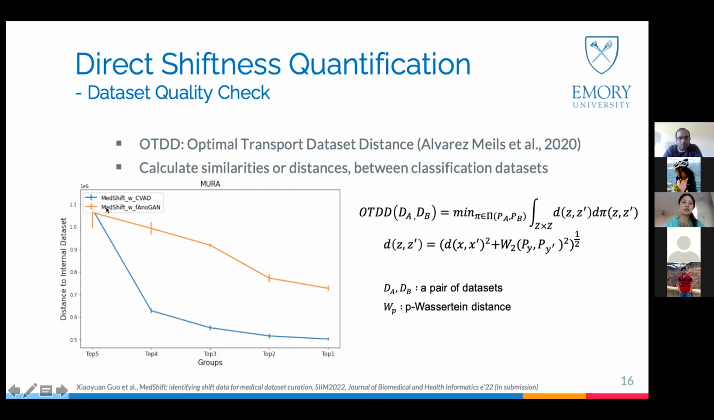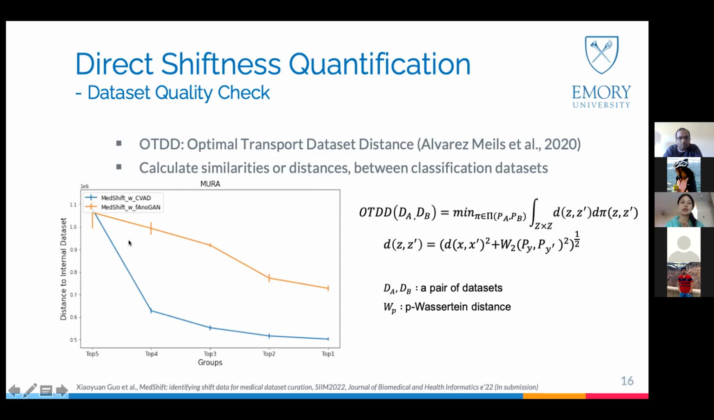So this is the plot showing the distance differences when we try to drop some shift groups. The x-axis represents how many groups we are using. The y-axis represents the dataset differences, the distance. A low distance means better quality, closer to the internal dataset.